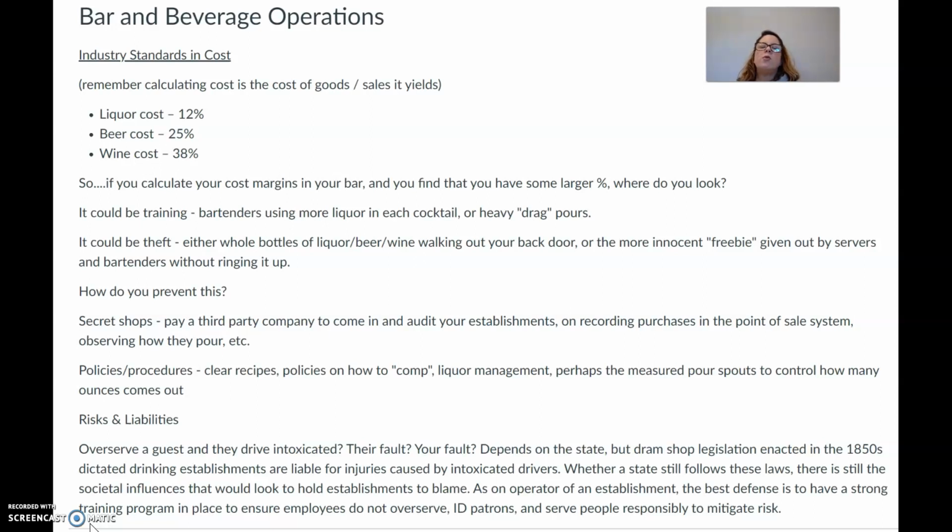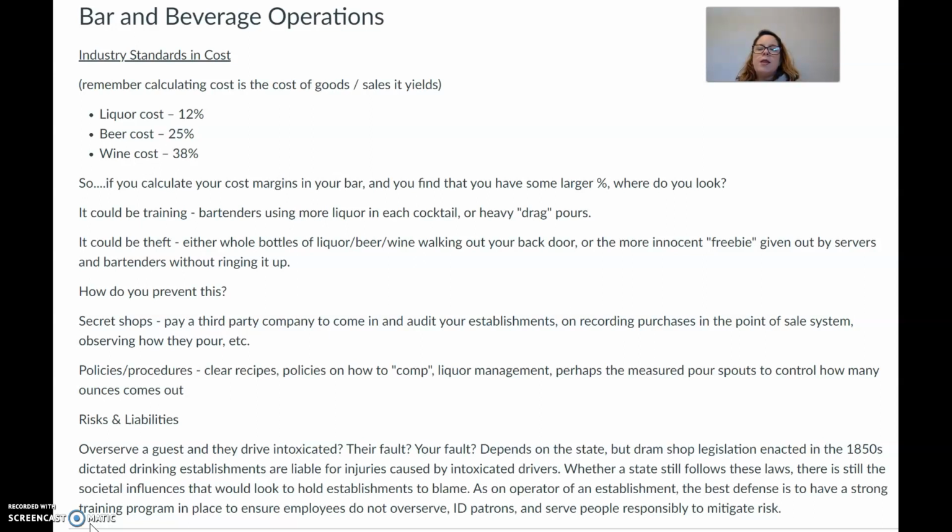So if you've ever gone to a bar, if you're of age, and you see the bartender pouring the beer and then pouring out like half of it because it got too foamy on top, that's all going to be wasted product, right? And so that's going to inflate your cost. It could be any kind of helping a friend out, or comping drinks, things that aren't rung up. It could be real theft of like just actual bottles of liquor walking out your back door.